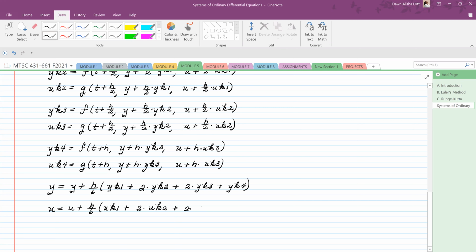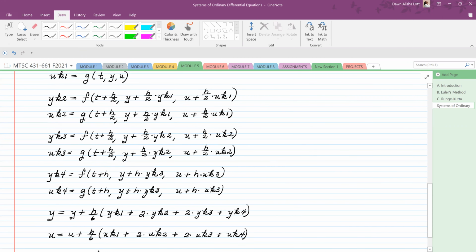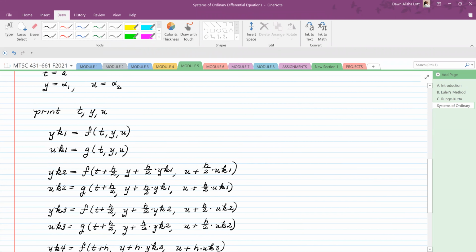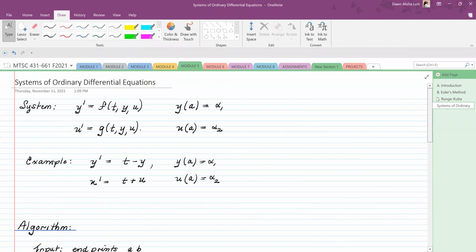And then your t is going to be t plus i times h, and then you can print t, y, and u. And if you make a vector that saves your data, then you can make a plot of each of your solutions. Okay, so that's how we handle that. Now, why does this say systems of ordinary? Oh, because it does. It should be a D here. That's what looks weird.